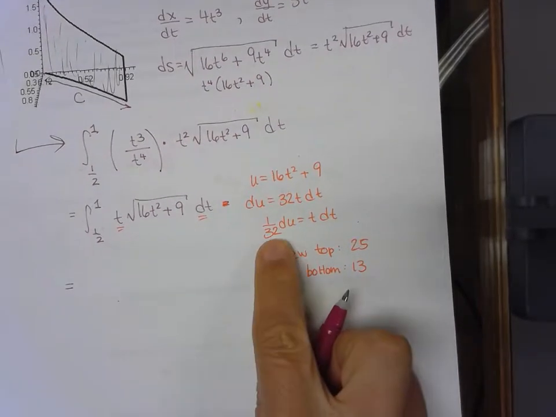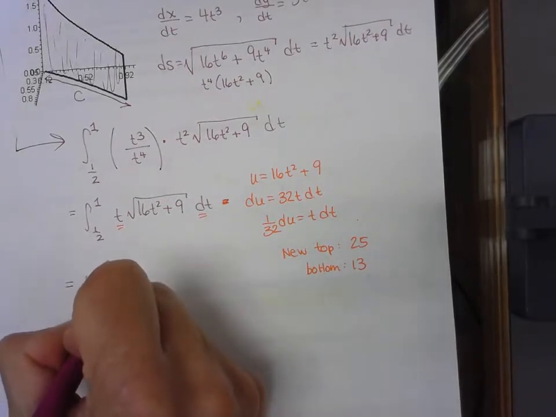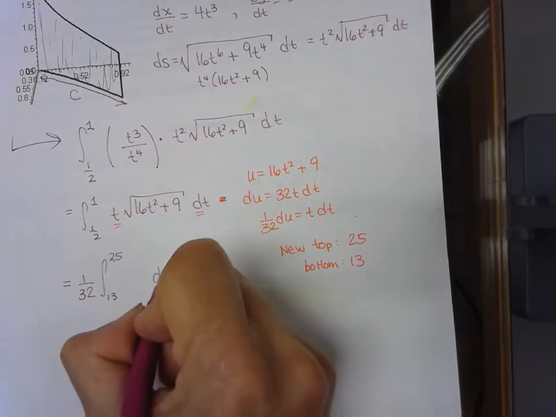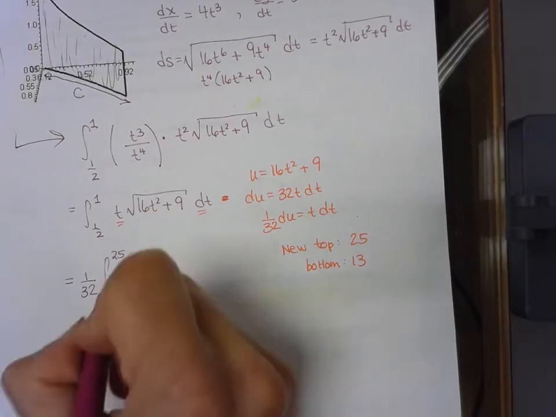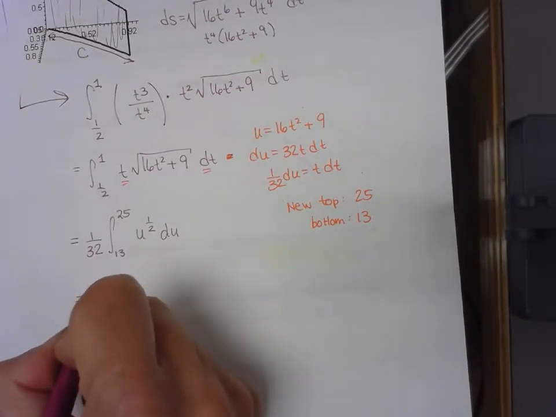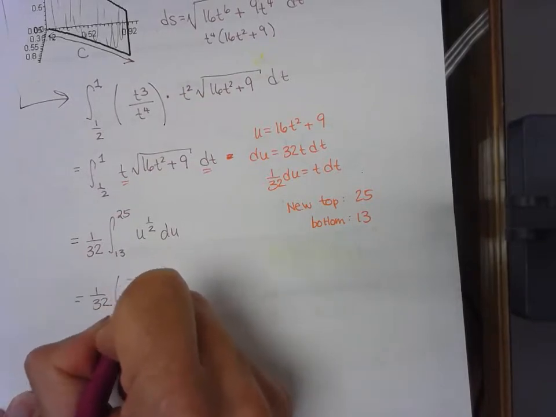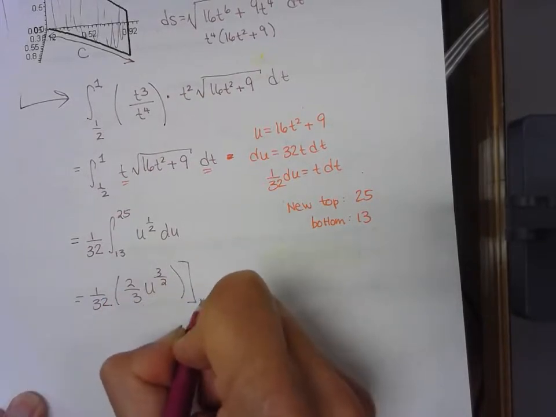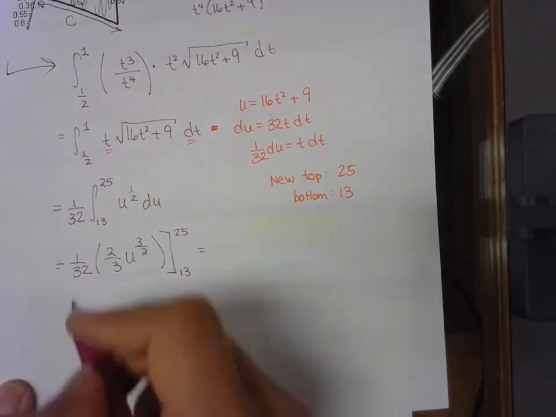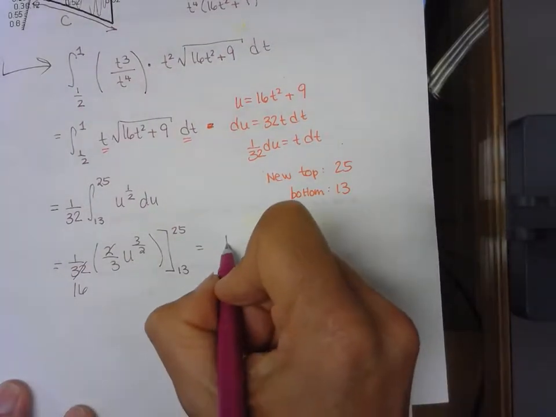Okay, I'm going to pull the 1 over 32 all the way out in front. And this goes from 13 to 25, and then the t dt was getting replaced by 1 over 32 du, and then I have u left under the square root, u to the 1/2. So the new power of u is 3/2, which means we want a 2/3 out in front. And this is going from 13 to 25. 2 goes into 32 16 times. So I have 1 over 48.